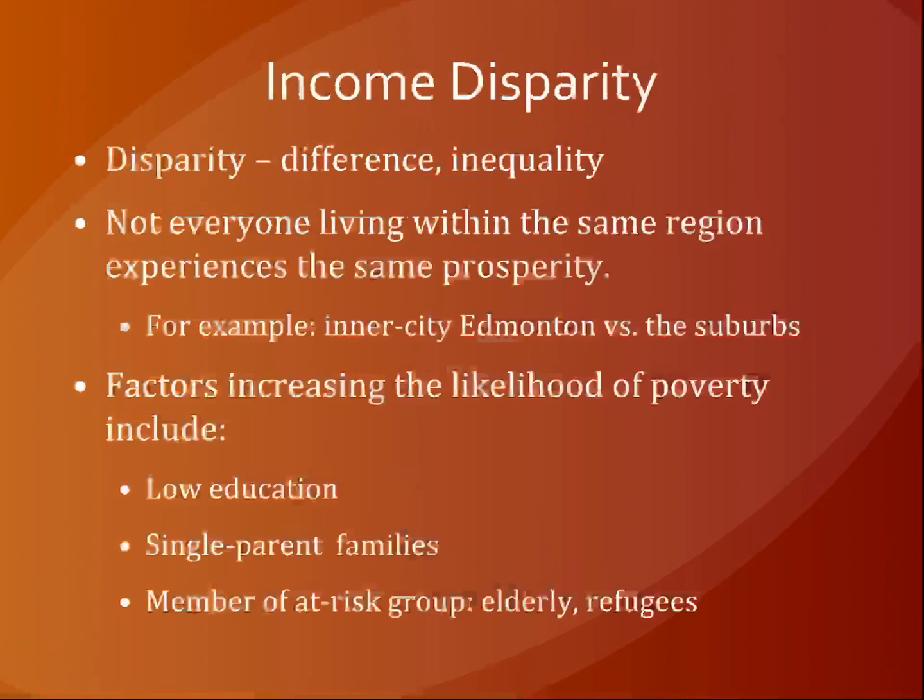And this leads to something called income disparity. Disparity is a difference, an inequality, right? So the average person here in Canada and the US has more than the average person in Mexico, okay? And that goes not just country by country, but city by city as well. Even here in Spruce Grove or in Edmonton, not everyone has the same prosperity, and you know that, right? There are people in our school that have done very, very well for themselves, and they're very prosperous. And there are people in our school who have not done as well for themselves. There's an income disparity. It's the same thing in Edmonton.